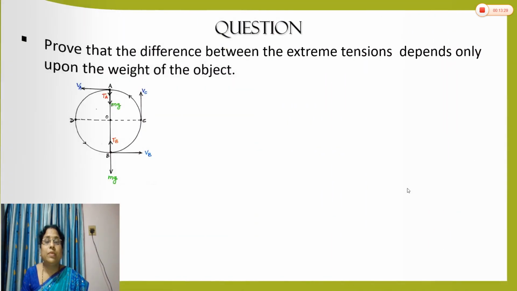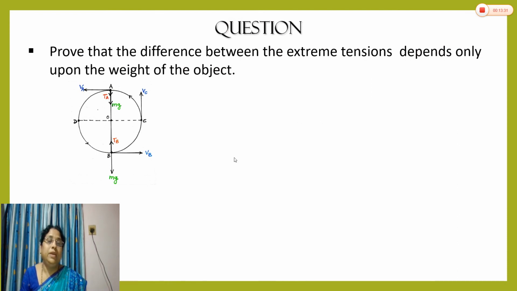Now, there is one question in your question bank in the book. Prove that the difference between the extreme tensions depends only upon the weight of the object. This difference between the extreme tensions means the difference between the tension at point B and tension at point A. That should depend only on the weight of the object. We have to prove that.